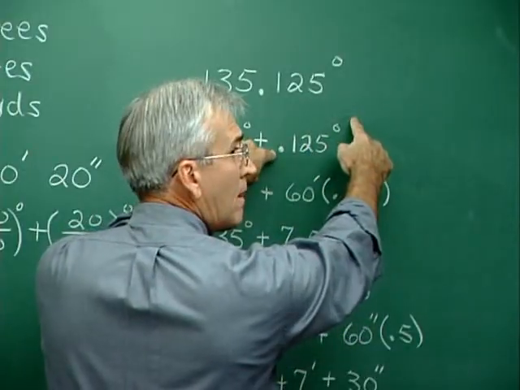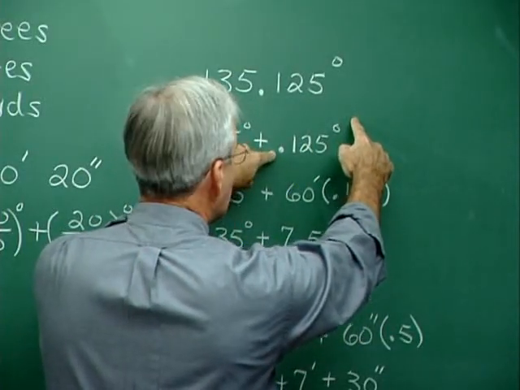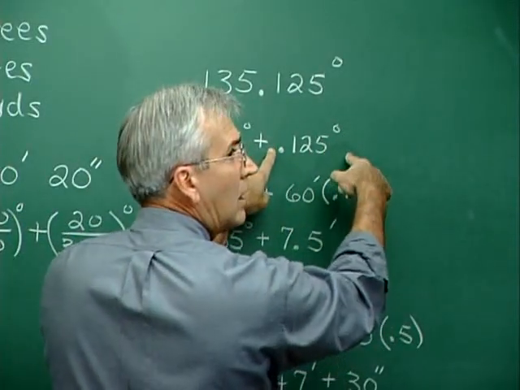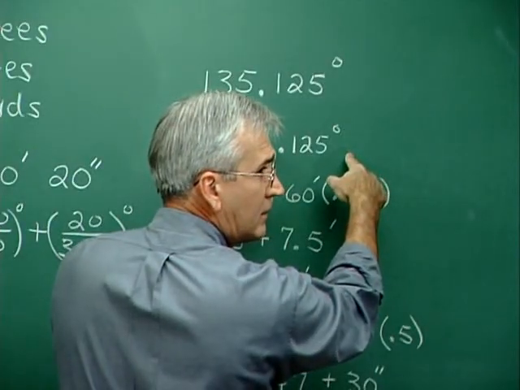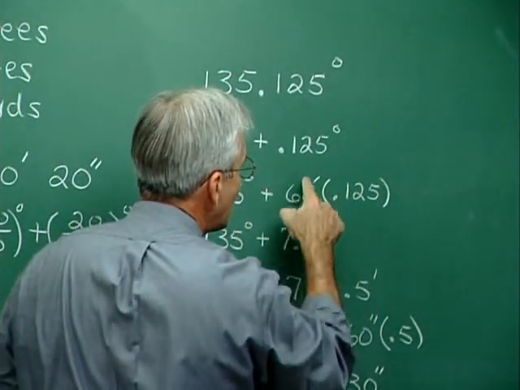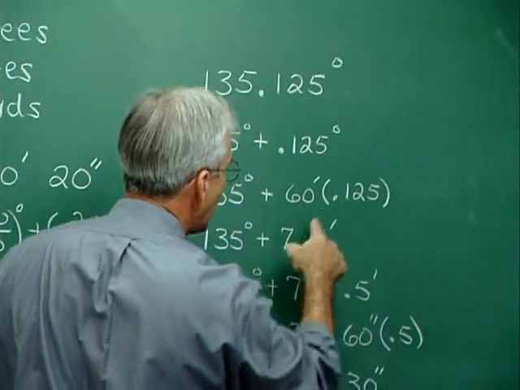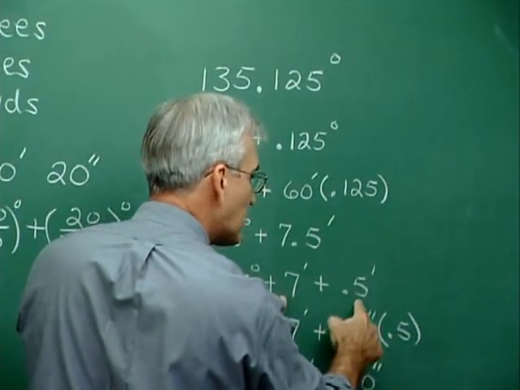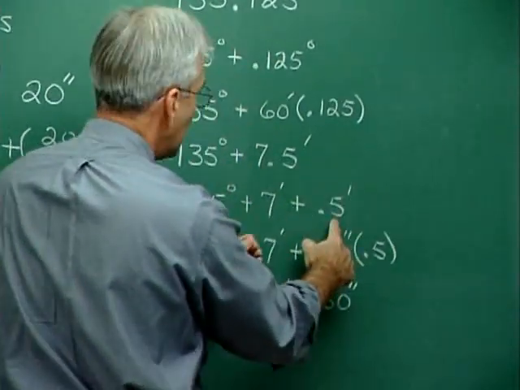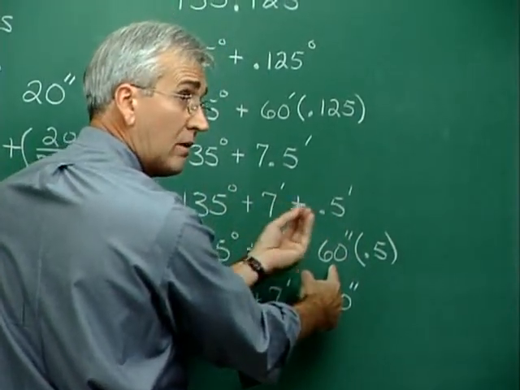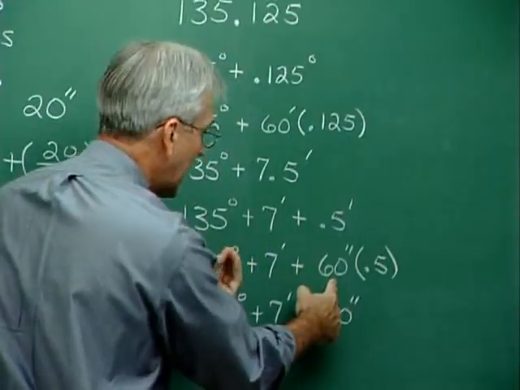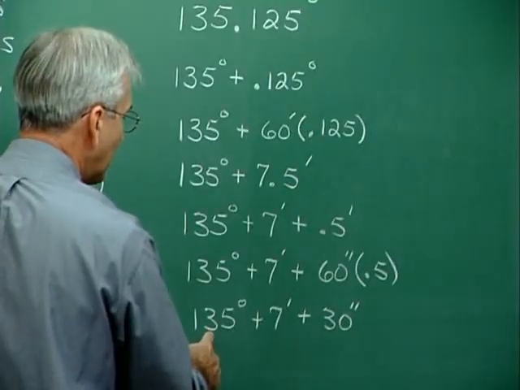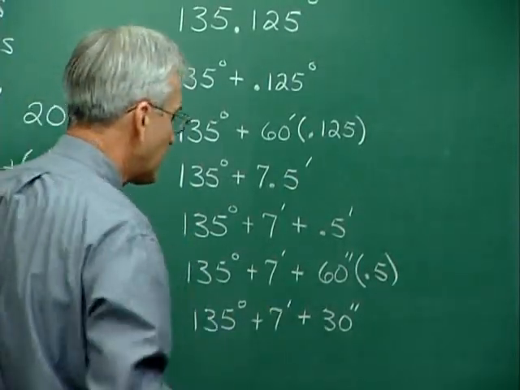Every degree is 60 minutes. So we can say, let's take this number of degrees and multiply times 1 degree, and 1 degree is 60 minutes. So it's 60 minutes times 0.125. So that's 7.5 minutes. And now separate this. It's 7 minutes plus 0.5 minutes. Now, a half of a minute is half of 60 seconds in a minute. So it's 0.5 times 60, or 30. So it's 135 degrees, 7 minutes, and 30 seconds.